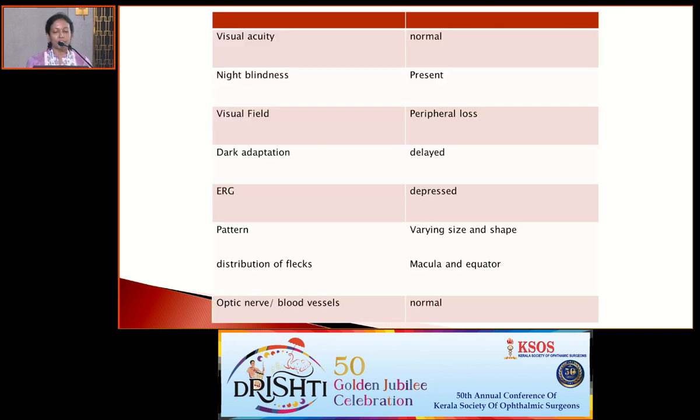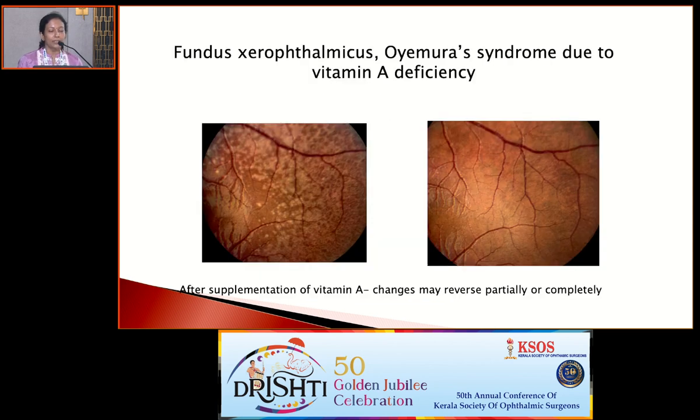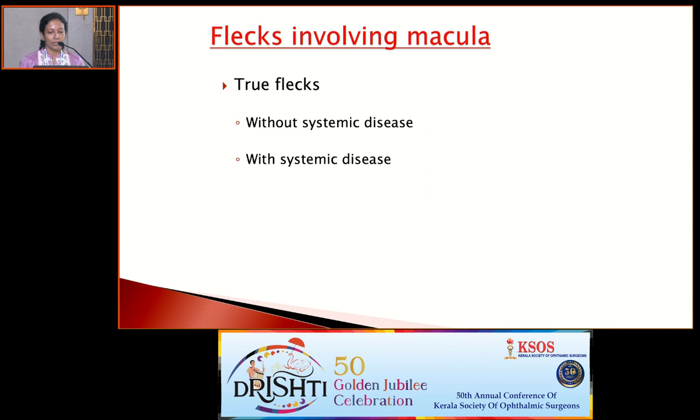Now, sometimes patients can present with the features of night blindness and peripheral field loss, and along with that, on systemic examination, you see corneal xerosis and white spots, history of inadequate dietary intake or malabsorption. You might be dealing with a vitamin A deficiency syndrome, and this is called xerophthalmic fundus. Usually, after supplementation of vitamin A, these flecks disappear. So these are the important diseases where the flecks spare the macula.